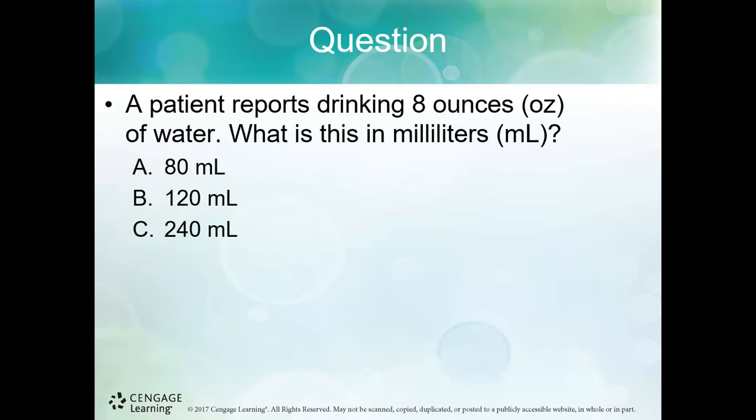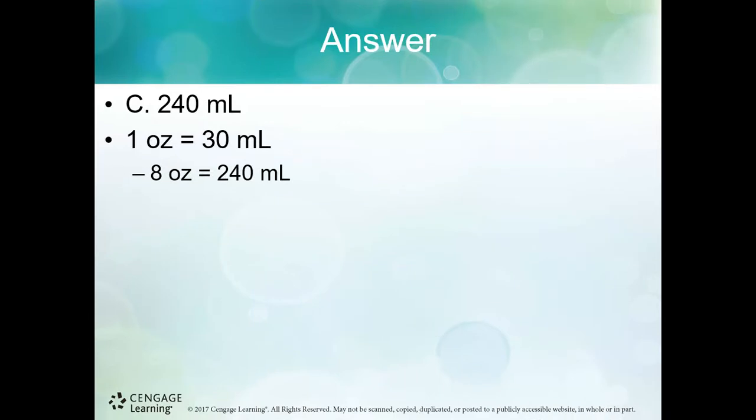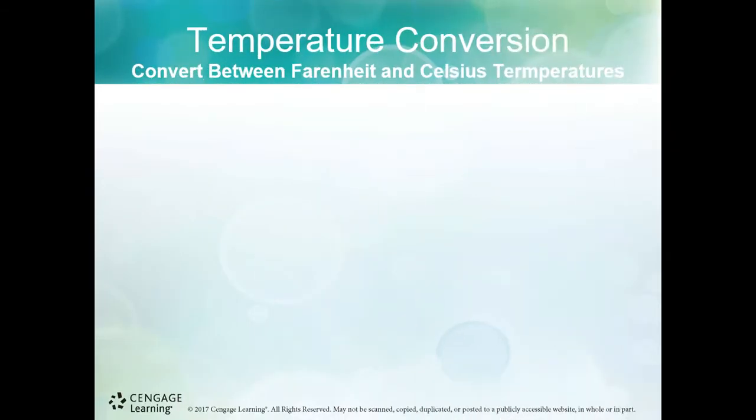Patient reports drinking 8 ounces of water. What is this in milliliters? Well, 1 ounce is 30 milliliters, so that would be 8 times 30, which is 240.